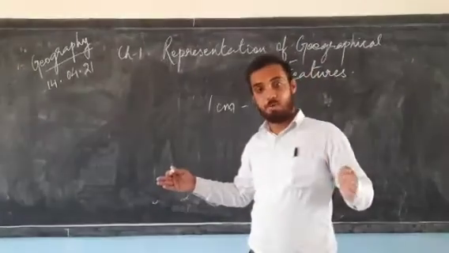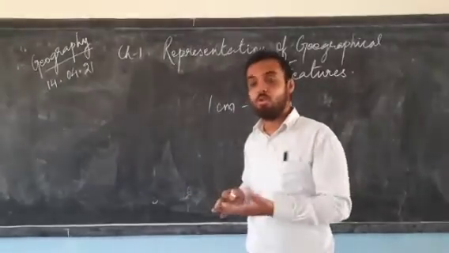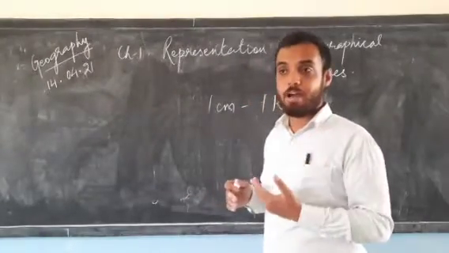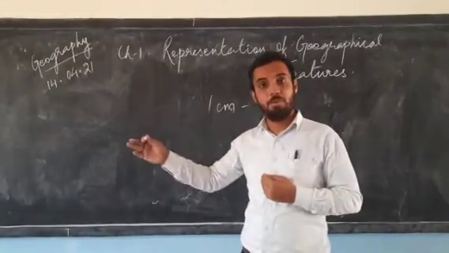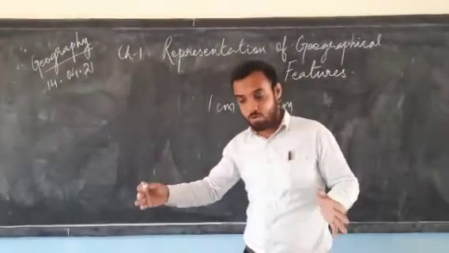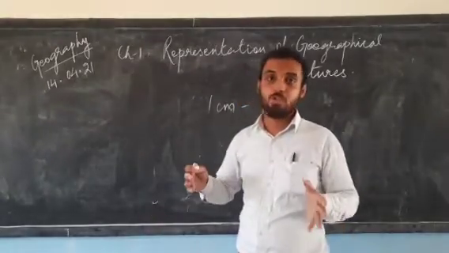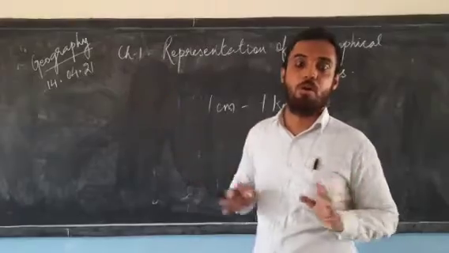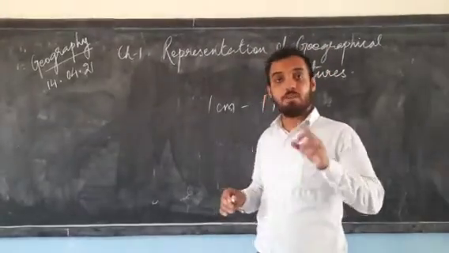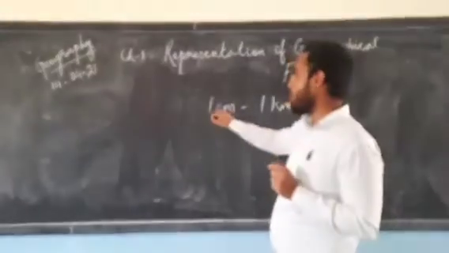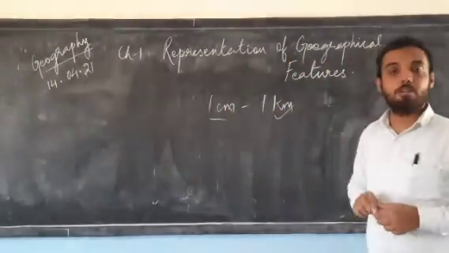A map is small and we have to follow a proper scale so that people don't get confused. Now if I have to mention that 1 kilometer is the distance and I want to draw 1 kilometer on a piece of paper, my piece of paper would have to be 1 kilometer long. That is not possible. So that is why we take a scale where 1 centimeter will tell me that it is 1 kilometer.